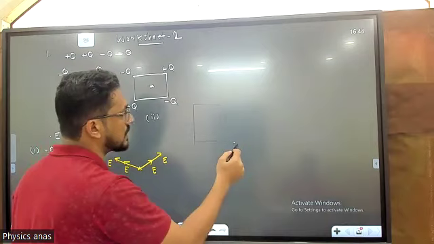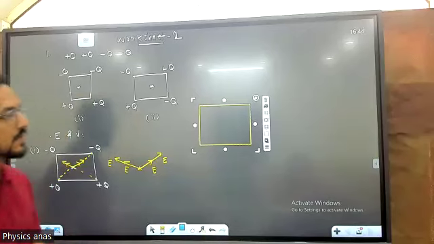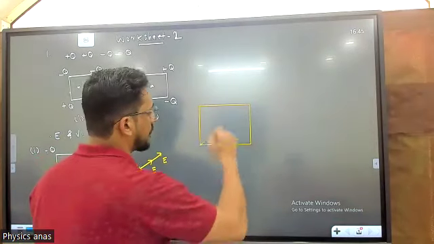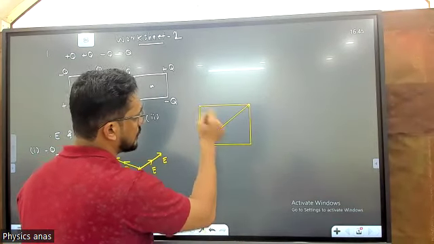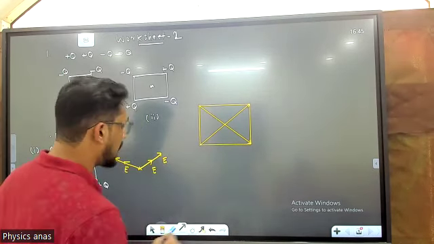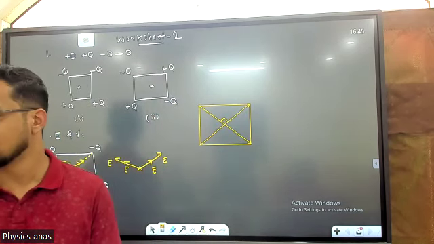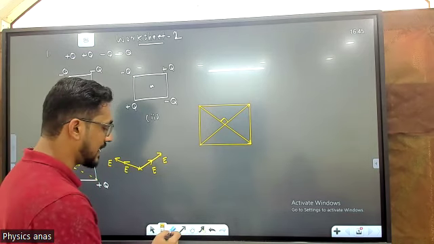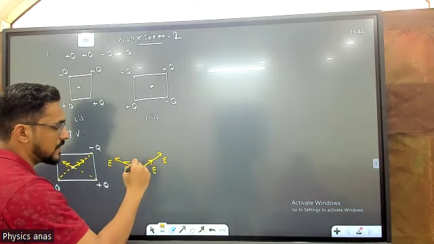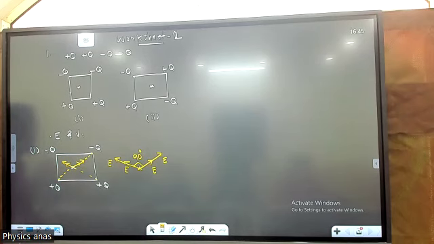If you want to correctly understand that, I will redraw this square. That's a square. And what will the diagonals be? Diagonals will be like this, right? For a square, diagonals will be like this. That means the angle between the diagonals will be 90 degrees. Is that okay? That means the angle between them will be 90 degrees.